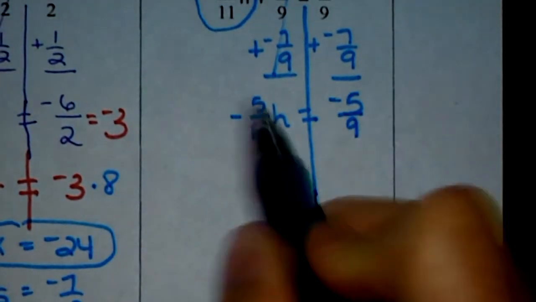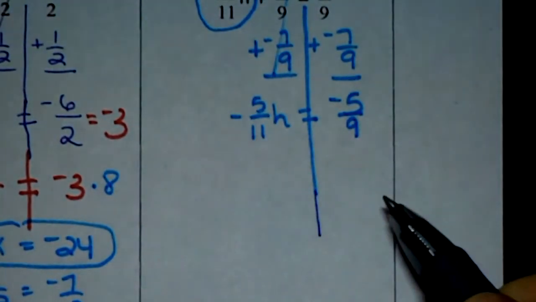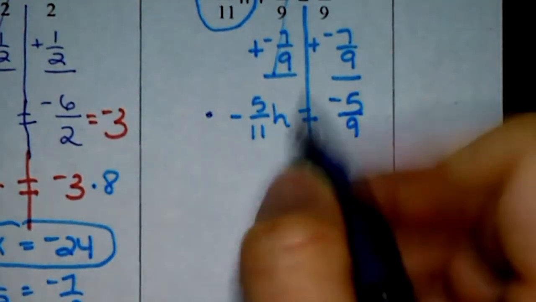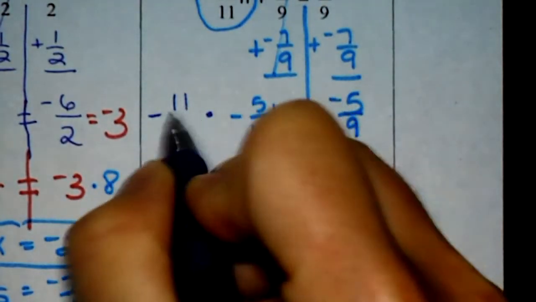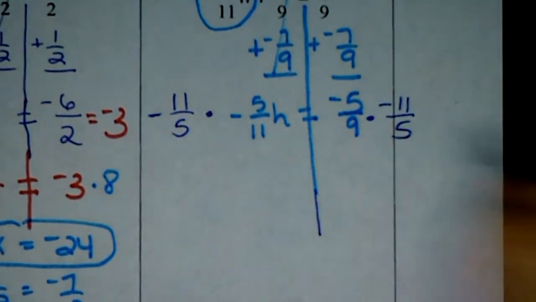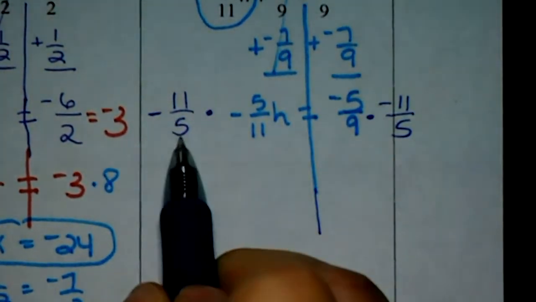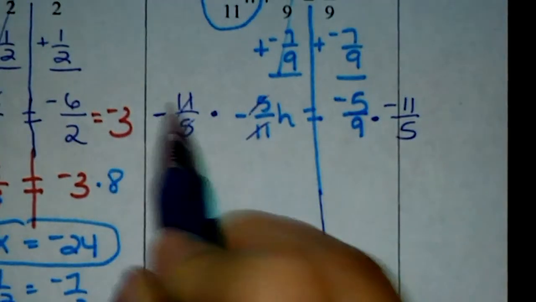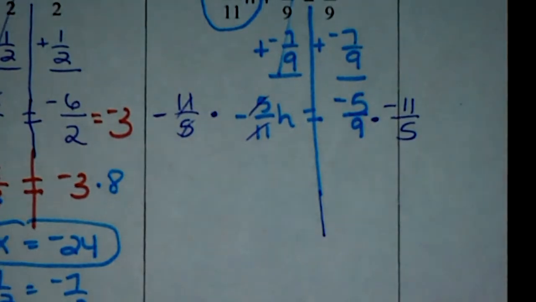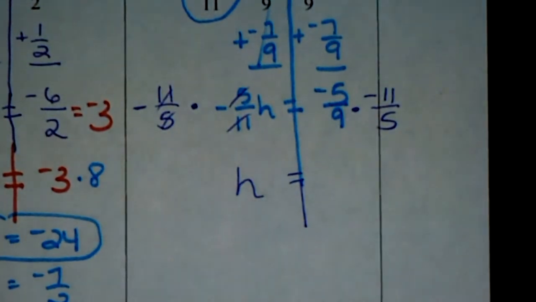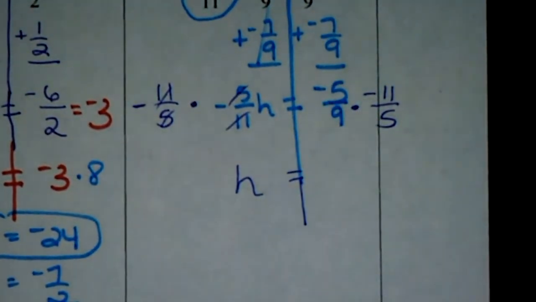All right, so I want this fractional coefficient to go away. I'm going to solve this by multiplying by the reciprocal. So the reciprocal of negative 5/11 would be negative 11/5. So I'm going to multiply this side by negative 11/5. Negative 11/5 times negative 5/11, when you multiply those, negative times a negative is a positive, you get a positive 1h, which is h. On this side, right off the bat, I see I have a negative multiplied by another negative. That means it's going to be a positive answer.